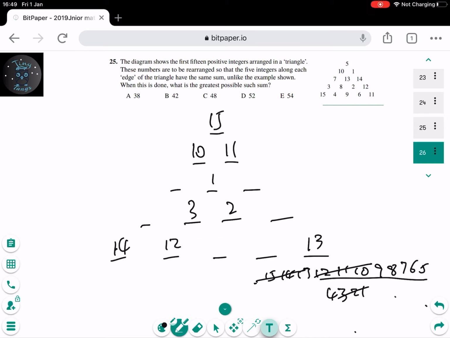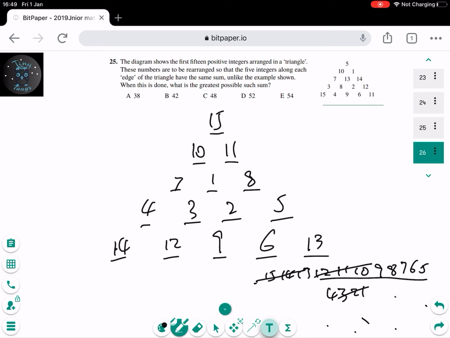So 9 would go to 14 and 13. 8 would go to 15 and 13. And 7 would go to 15 and 14. And 6 would go to 13 and 14, 5 would go to 13 and 15, and 4 would go to 15 and 14. So let's test this out.